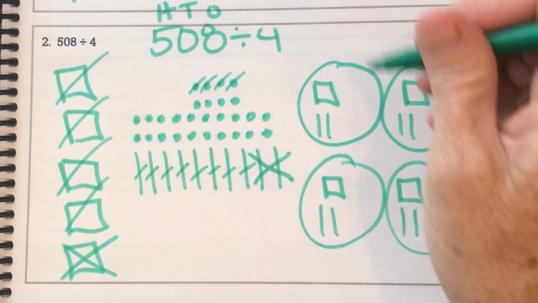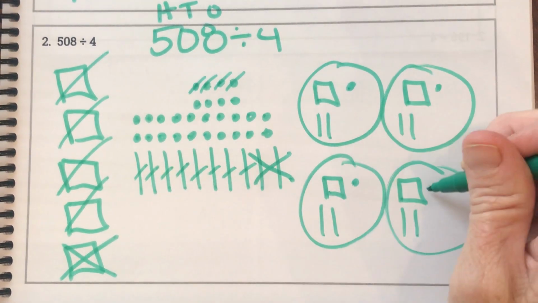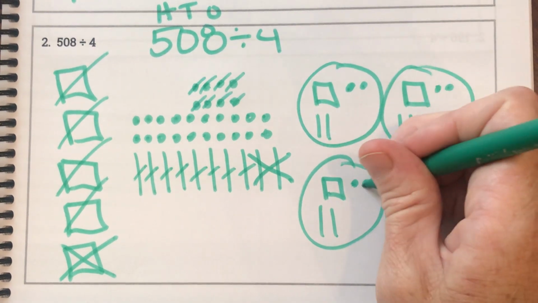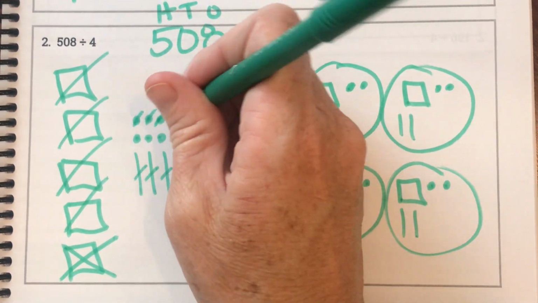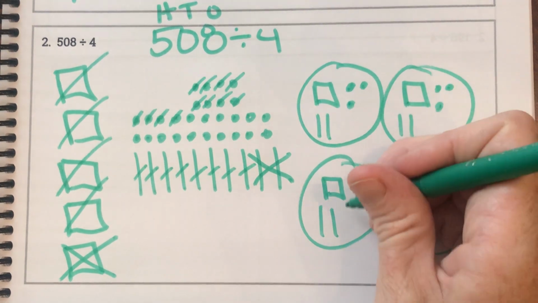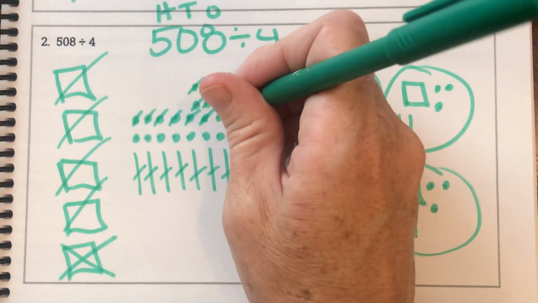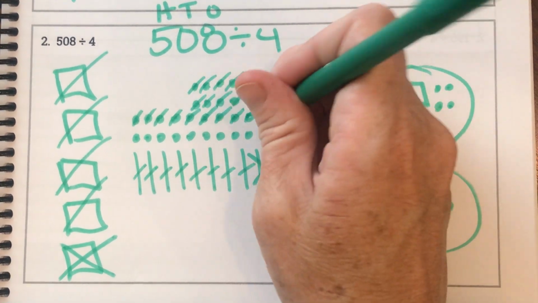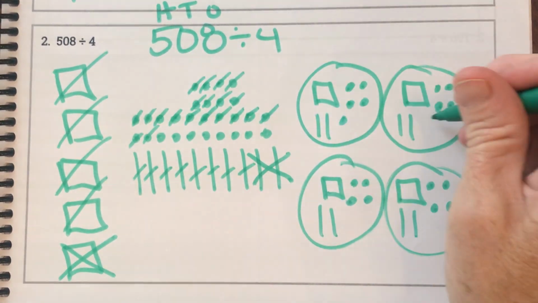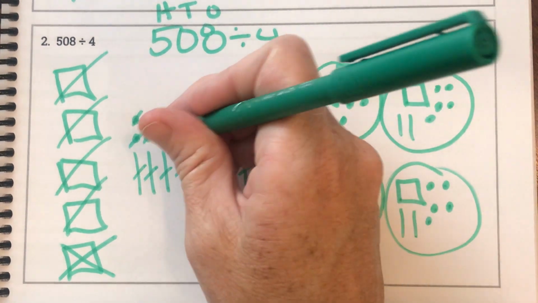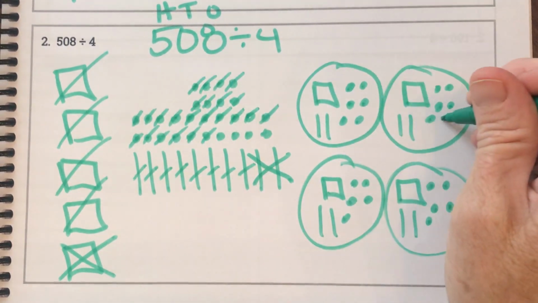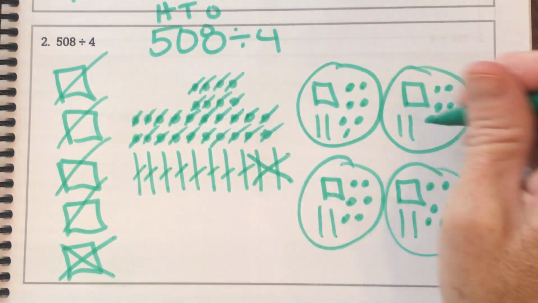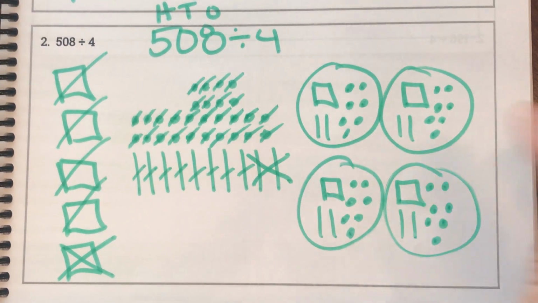1, 2, 3, 4. Let's pass those out, one for each group, again and again until they're all passed out. Okay, now we've passed out all of our dividend into our groups.